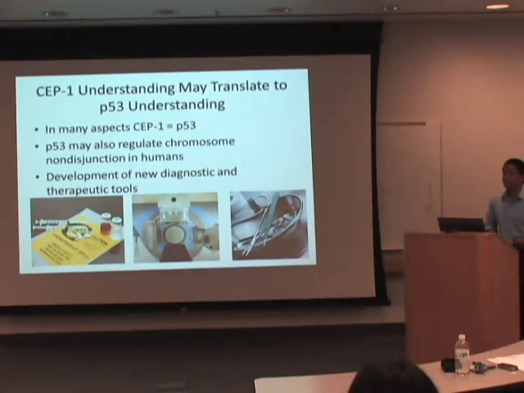So increasing our understanding of CEP1 may translate directly to increasing our understanding of p53. In many aspects, CEP1 is analogous to p53. They have a similar structure, they have a similar function, and they can even recognize the same DNA sequences. So if CEP1 has this role of regulating chromosome segregation in C. elegans, then p53 may also have the same role in humans. By completing these experiments, I hope to provide a more thorough understanding of p53's role in cancer pathogenesis, and even perhaps provide a new target for more effective diagnostic and therapeutic tools in the fight against cancer.